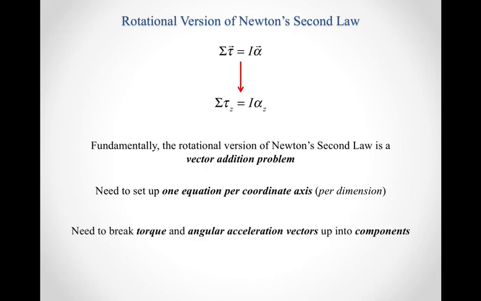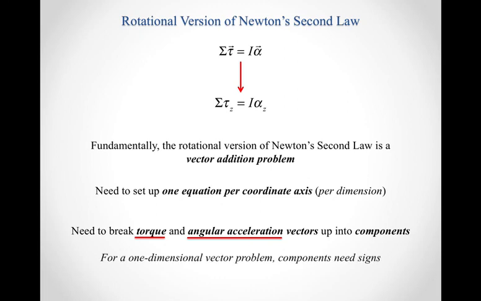Again, we need to break torque and angular acceleration vectors up into components, and both the net torque and the angular acceleration are vectors. The nice thing again here is, because this is really a one-dimensional vector problem, breaking vectors up into components is really all about paying attention to the signs. And so here's a situation where if we pay attention to our signs correctly, so that we get all the signs right for our individual torques, and we pay attention to what the sign is for the angular acceleration, then we're going to come out with the right answer in our rotational Newton's second law problem.